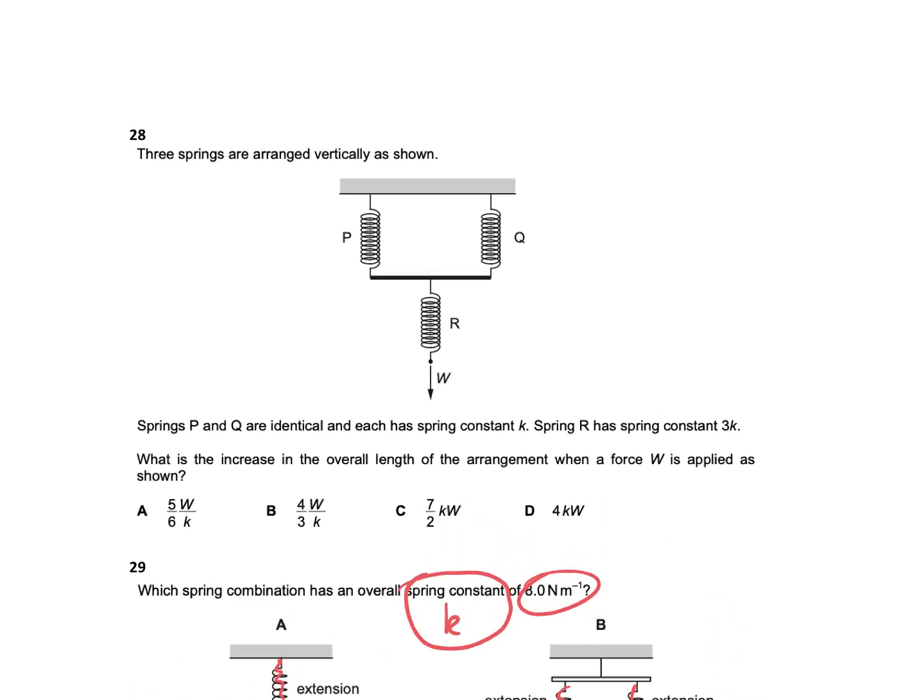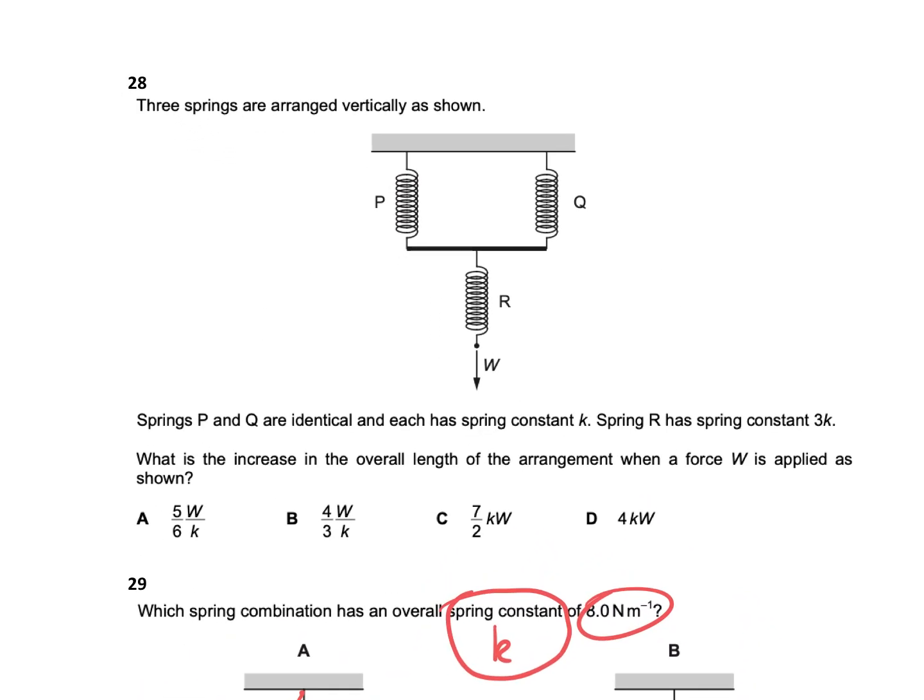So we can find another example here. So this spring arrangement here, spring P and Q are identical and each have a spring constant of k. So I'll label my diagram first. Spring R has a spring constant of 3k. What is the increase in the overall length? Well, the way we can do that is see how much this spring extends by and one of these springs extend by, because they'll both extend by the same amount, and then parallel, so they'll only go down by that amount.